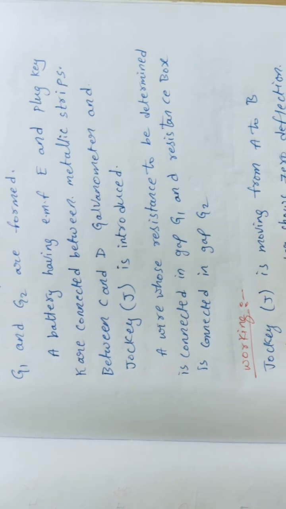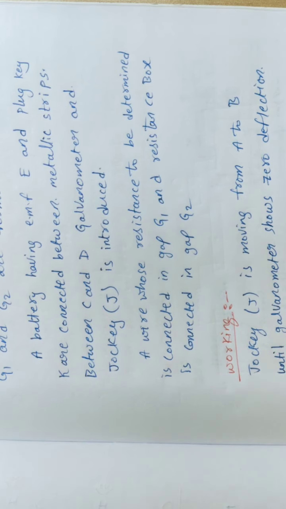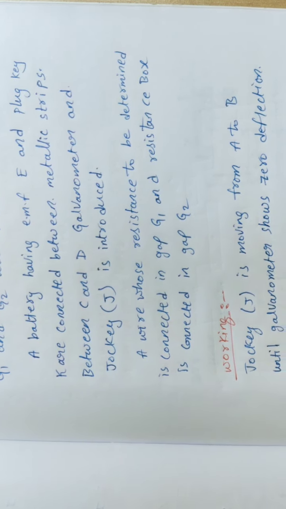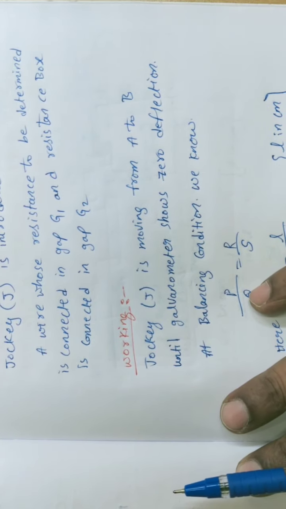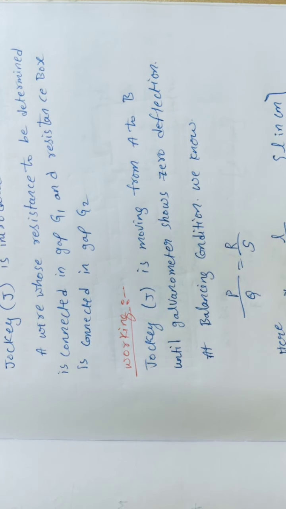So far we have discussed the construction of the meter bridge. Now, how do we get the working conditions? In a meter bridge we have a jockey. The jockey is continuously and slowly moved from A to B until the galvanometer shows zero deflection. Zero deflection means the bridge is in balanced condition.